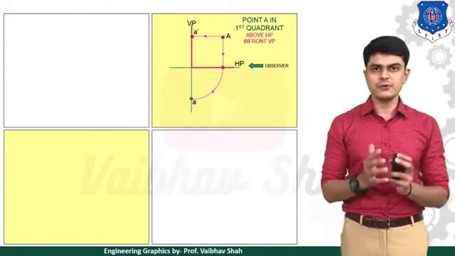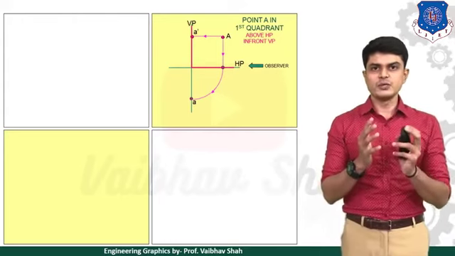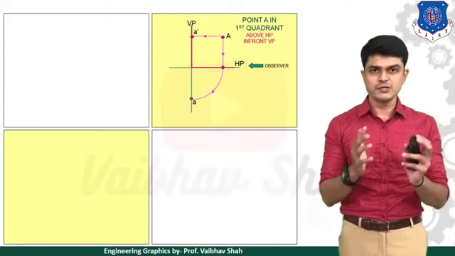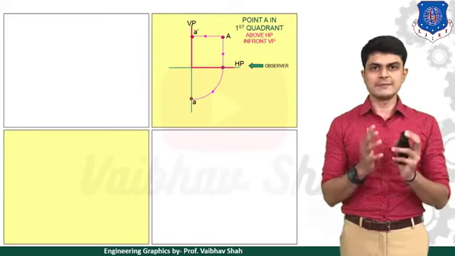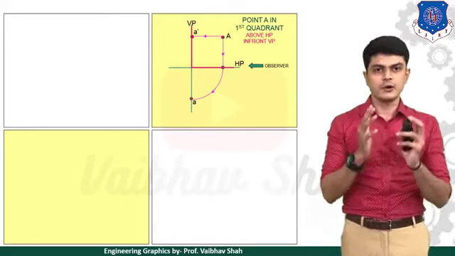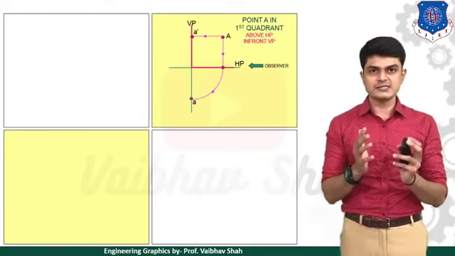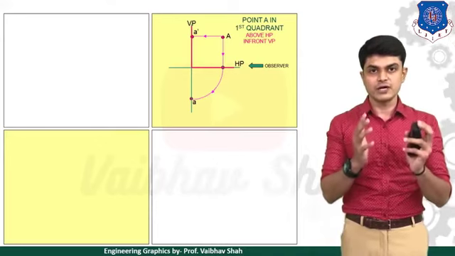Now there would be one question in your mind. Sir, why have you only rotated the horizontal plane? Is it possible to rotate your vertical plane? The answer is no. So let me give you the reason why I have only rotated the horizontal plane, not the vertical plane. So now as you can see, on the vertical plane, which view are we getting? We are getting a front view.